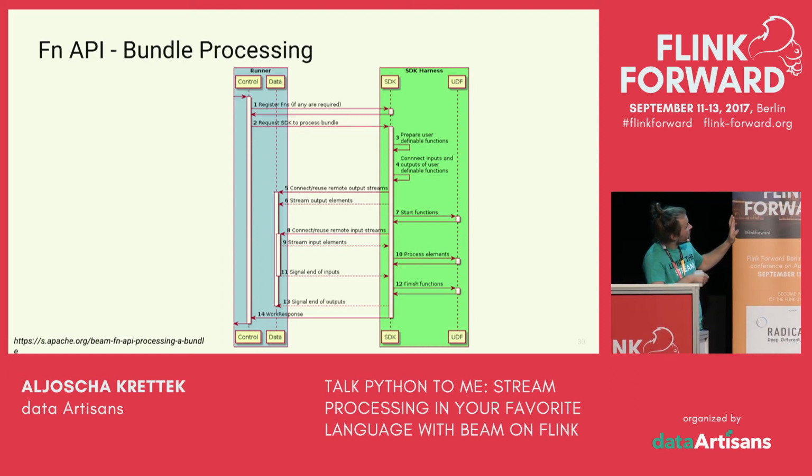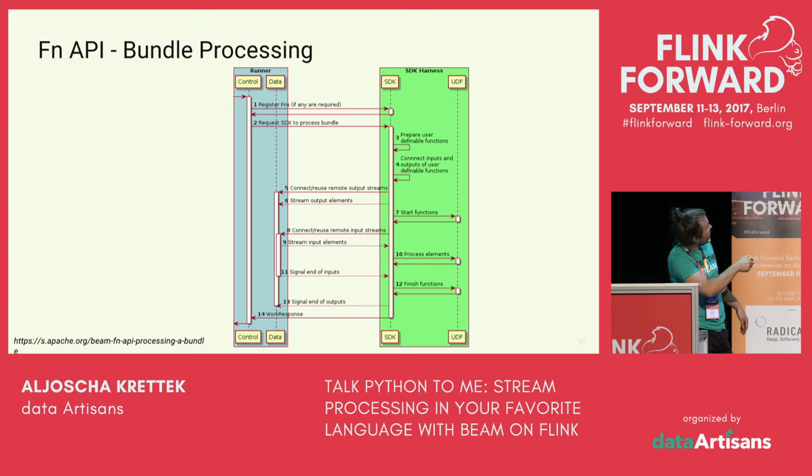And so an overview of how it works is that the runner would talk to the SDK harness. So in this case, the runner would be Flink, and it would be written in Java, and the SDK harness would be some Python code running somewhere. In a second, we will get to how you actually instantiate that.